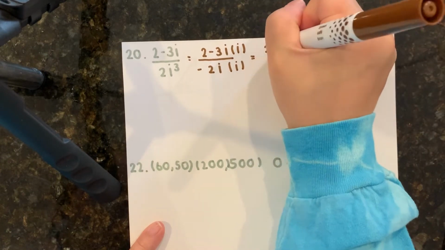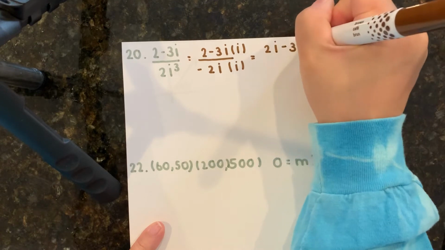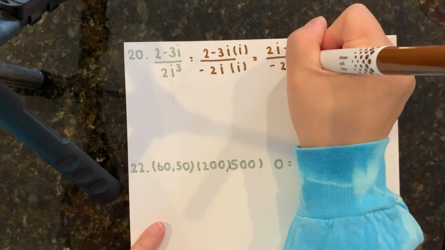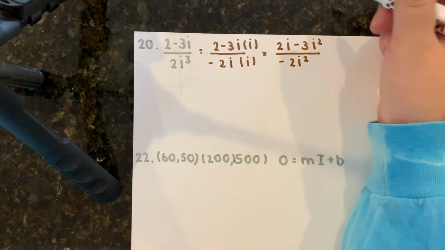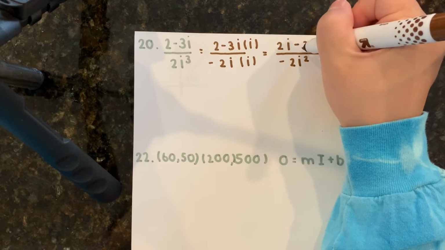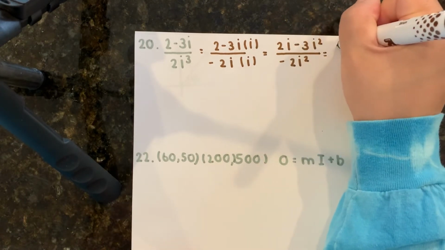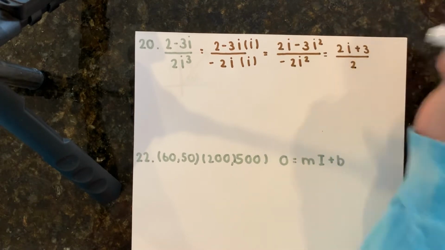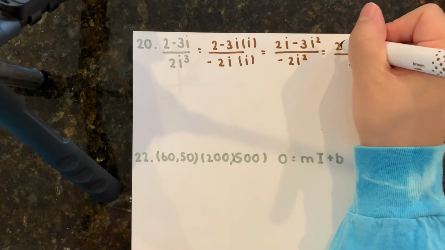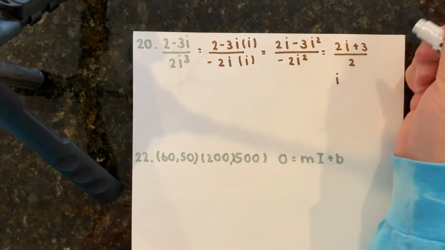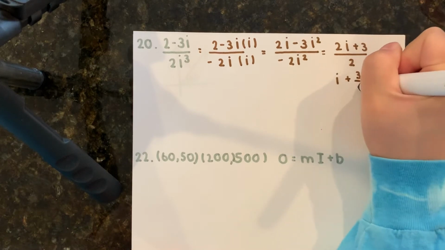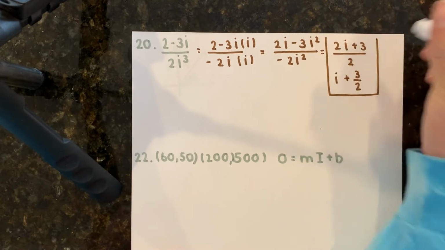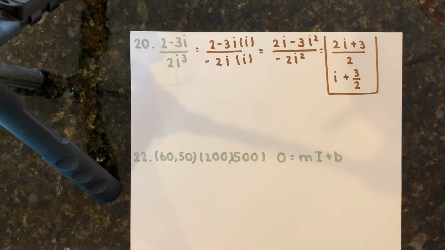So that would become 2i minus 3i squared over -2i squared. Now i squared is equal to -1. So that means this is going to become positive and this is going to become positive. So I have (2i plus 3) over 2. And your answer is either going to be, if you split it up, 2 over 2i plus 3 over 2, or this. So you have to eliminate the i that's in the denominator.